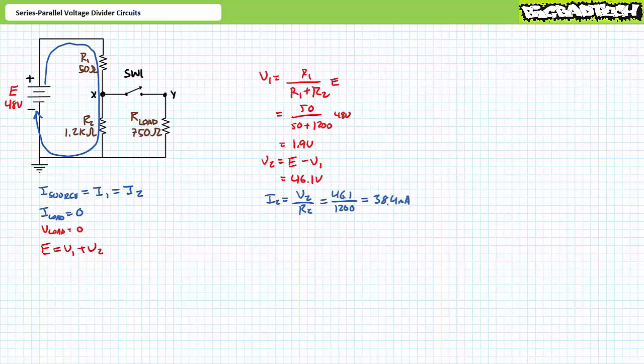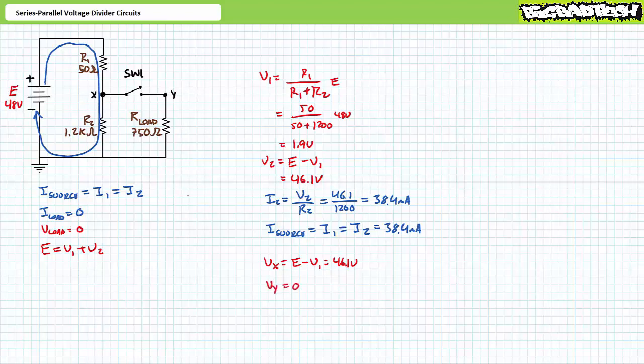An application of Ohm's law demonstrates that I2 is 38.4 milliamperes. While switch 1 is in the open state, this is a pure series circuit. As such, source current equals I1, which equals I2, and they all equal 38.4 milliamperes. Nodal voltage Vx is equal to the rise E minus the drop V1. Substituting our given values demonstrates Vx with respect to ground is 46.1 volts.